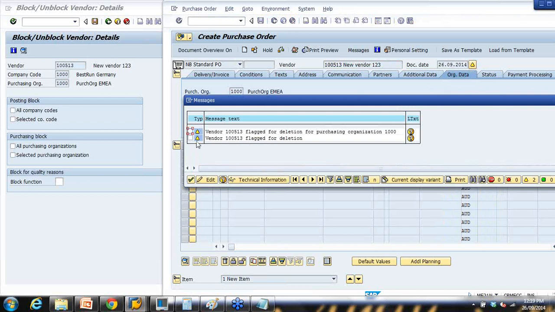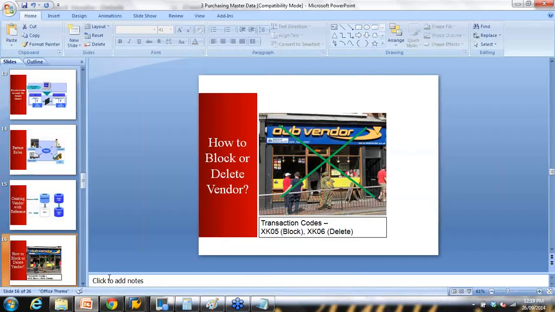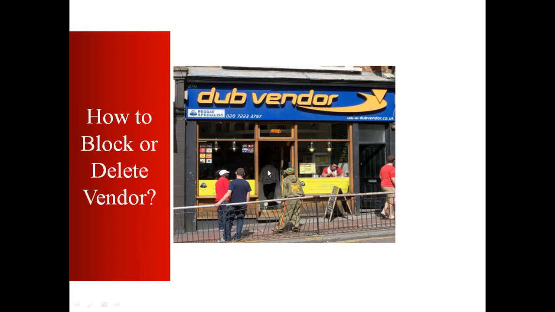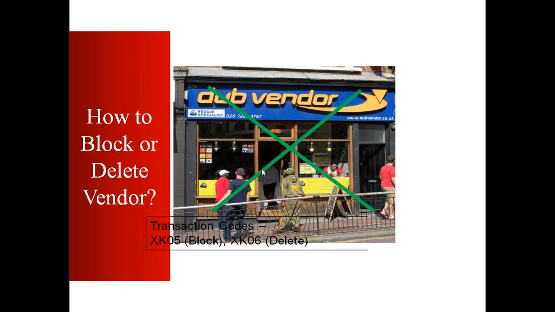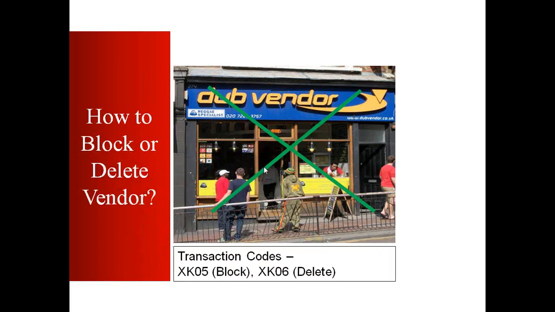Okay, this is a warning here. That means something is wrong in the customizing that we need to fix. This should be an error here. It should be an error, not a warning. Okay, so vendor is flagged for deletion. So that's how you can block or delete a vendor. So that's all for the vendor master data.